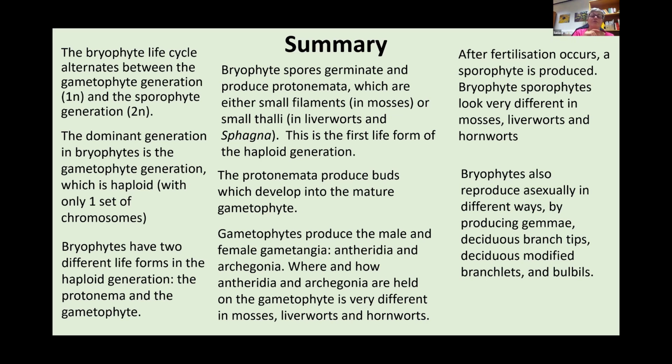The protonemata then produce buds, and the buds develop into mature gametophytes. Gametophytes produce the male and female gametangia, the antheridia and archegonia. Where and how the antheridia and archegonia are held on the gametophyte is different in mosses, liverworts, and hornworts. After fertilization occurs, a sporophyte is produced, and bryophyte sporophytes look very different in mosses, liverworts, and hornworts, and we've had a good look at that. And finally, bryophytes have different strategies for reproducing. One of these is reproducing asexually in very different ways, with gemmae, with deciduous branch tips, deciduous modified branchlets, and bulbils.